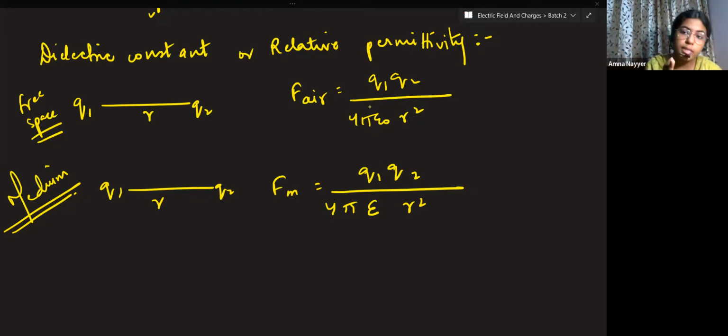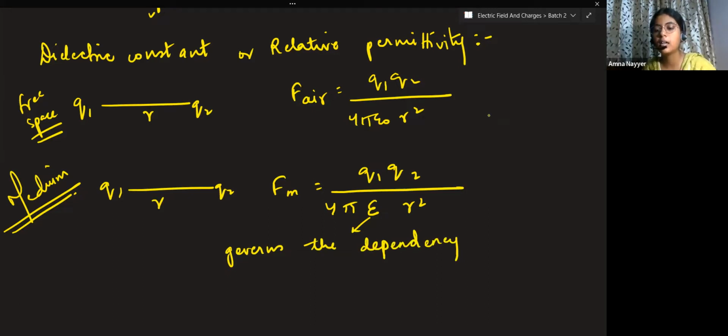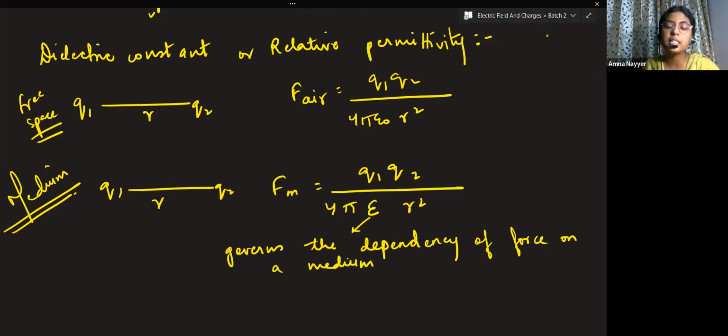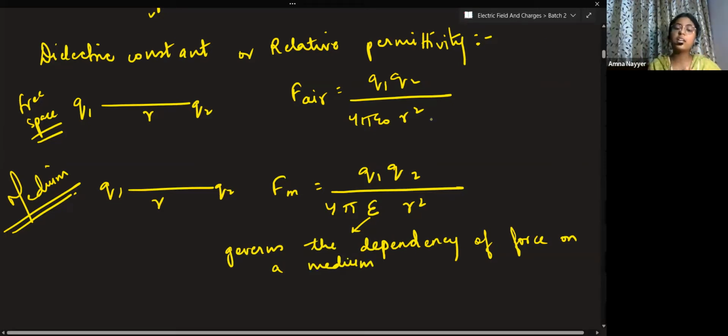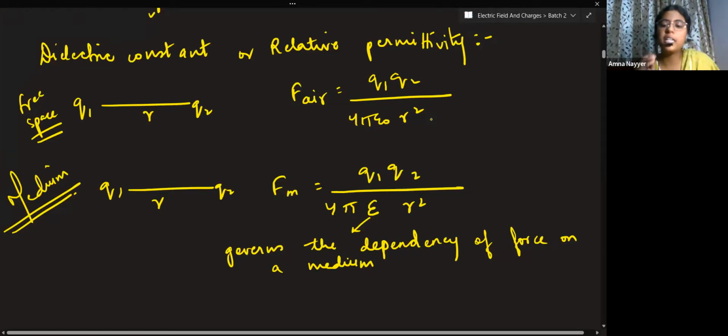So this means this quantity, permittivity, actually governs the dependency of force on a medium. What does this mean? It means that however the force is related to that medium, we can easily identify it through this epsilon, the permittivity. It tells us how the force is dependent on that medium.